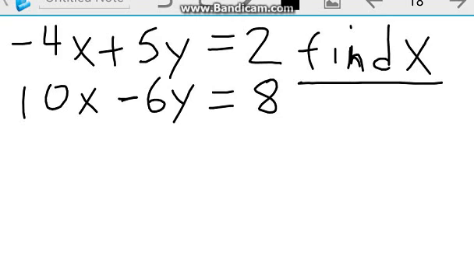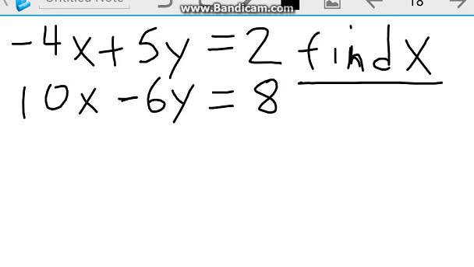So, in order to cancel out, they need to be the same number, and one needs to be positive and one needs to be negative. Luckily, 5y is positive and 6y is negative, so we don't have to worry about that too much with this problem. However, we do need them to be the same number.